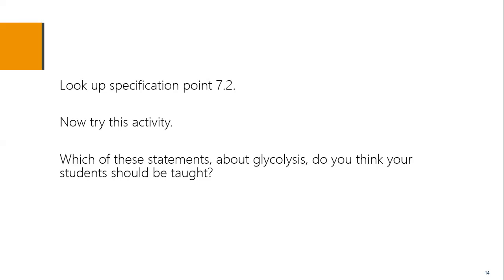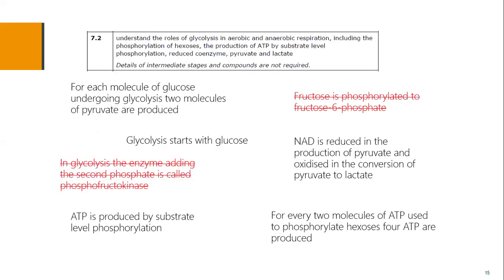So if we understand the roles of glycolysis in aerobic and anaerobic respiration, including the phosphorylation of hexoses, the production of ATP by substrate level phosphorylation, produced coenzyme, pyruvate, and lactate. Details of intermediate stages and compounds are not required.